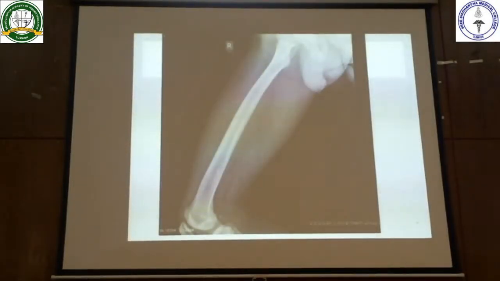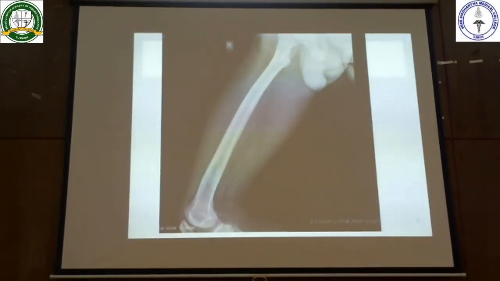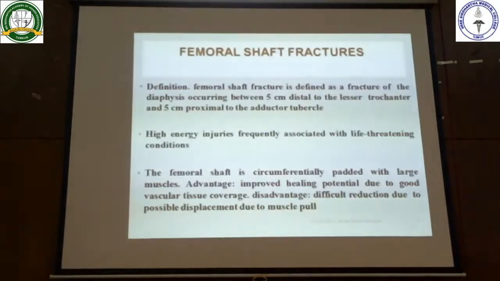This is an X-ray. I think you already have an idea about the AP views and lateral views, which are usually used for the majority of the bones as far as orthopedics is concerned. Here we just have a very simple X-ray. We'll be discussing the details as far as fractures are concerned a little bit later.